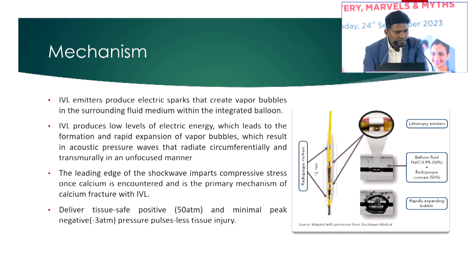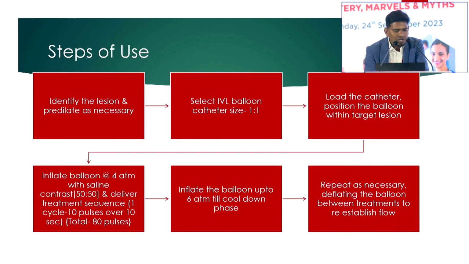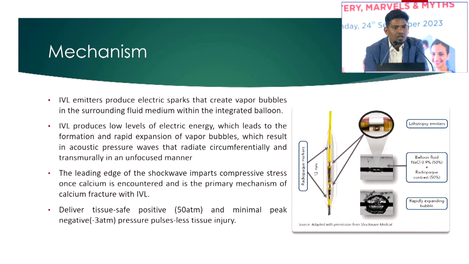So what is the mechanism basically? It will have two emitters in the balloon, and it will give an electric spark. It will change into acoustic pressure by forming vapor bubbles. So it will impact on the calcium and crack it, and it will give approximately 50 atmosphere pressure, a positive pressure, with a minimal peak negative pressure, so that it will cause less tissue injury.